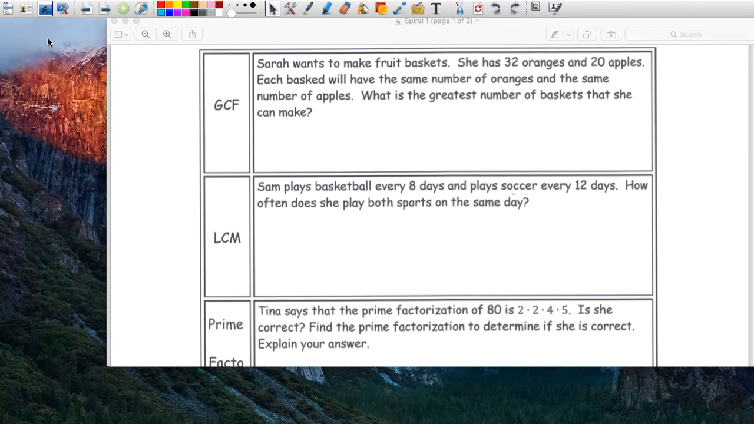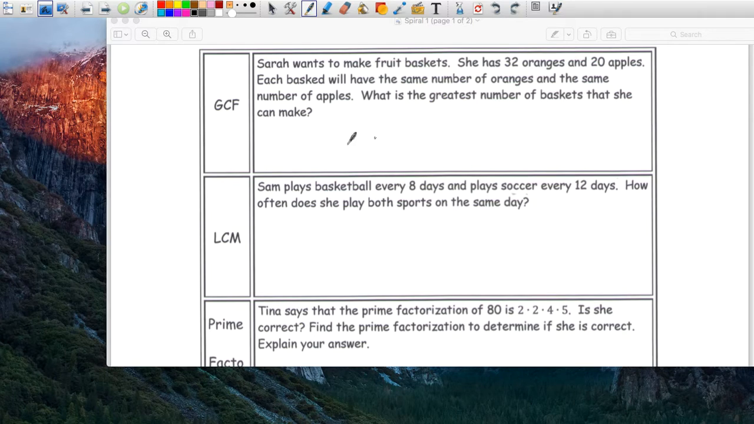All right, first question. Sarah wants to make fruit baskets. It's a GCF question. She has 32 oranges and 20 apples, and each basket is going to have the same number of oranges and the same number of apples. What is the greatest number of baskets that she can make?